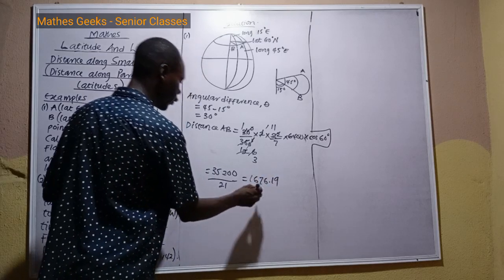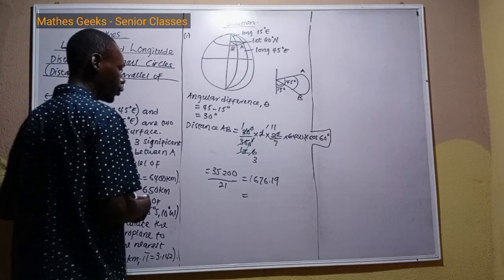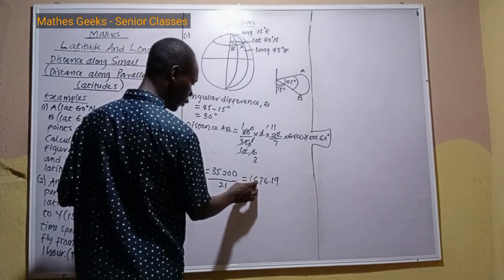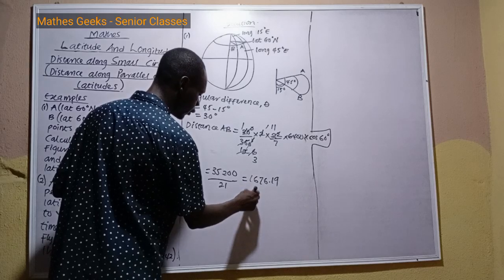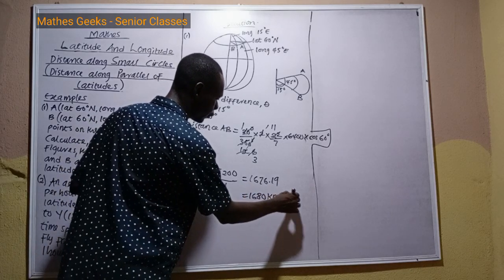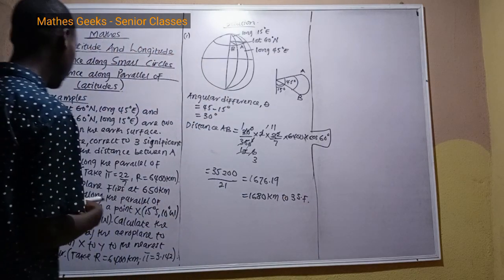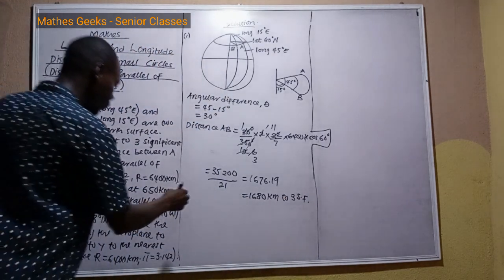1676.19. The question says the answer should be correct to 3 significant figures. So this is the first, this is the second, this is the third. So 1680 kilometers to 3 significant figures. So that's one. Then number two.